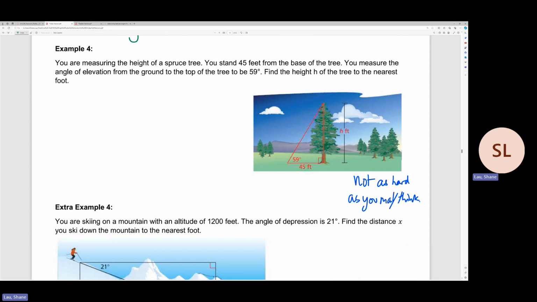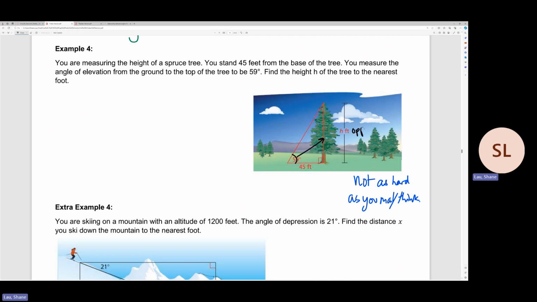In this example, we have 59 degrees and we're looking up at the top of the tree, but we know we're also 45 feet away from the tree. And so let's go ahead and find all those things that we need to find. I'm going to use a different color so that we can see it on the picture. If I start at 59, this is our angle. I go across, find my opposite.